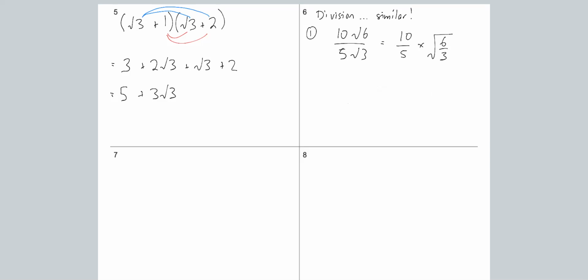Oh well. So we've got 10 over 5, which is equal to 2. And 6 divided by 3 is also equal to 2. So it's 2 root 2. Okay, again, I wouldn't do that middle step. I'm just saying that that's spelling out what we're doing. We divide the rational part, then we divide the irrational part, and then we're good to go. So I'll do one more example.